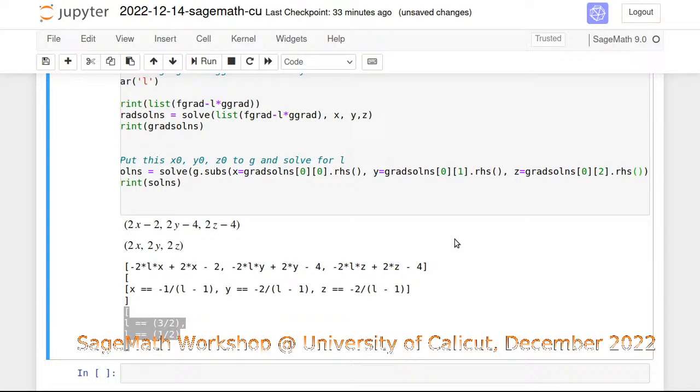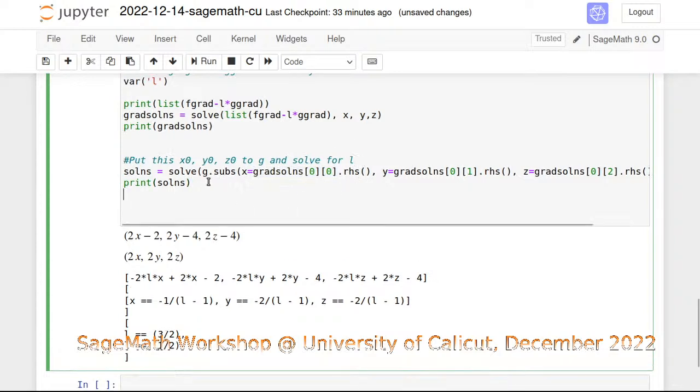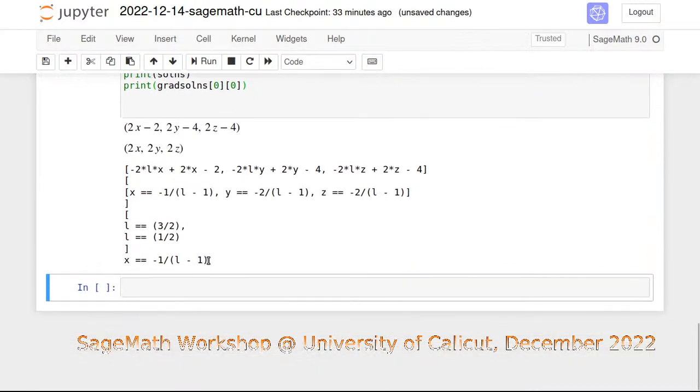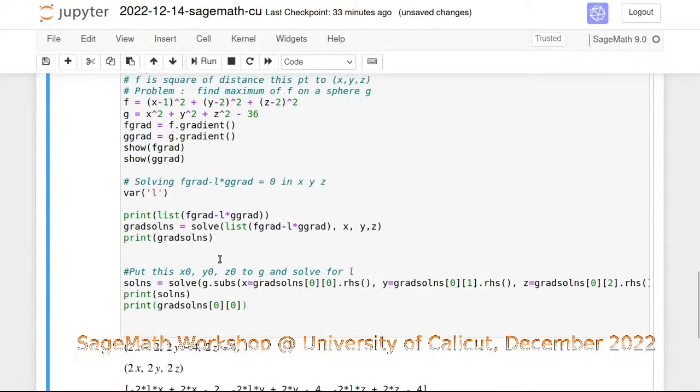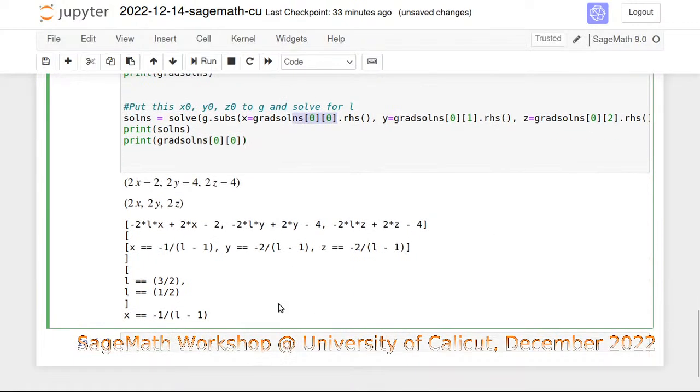Can you just explain why the command is required? Have a look at this. What exactly is this? If you simply use this, what will happen? X equal to minus 1 by L minus 1, but we only want the value minus 1 by L minus 1, right? X equal to is a symbolic expression. That's not required, we only need that value. Okay, that's fine. Previously the x equal to was also there, which is why we got a long expression, not what we intended.